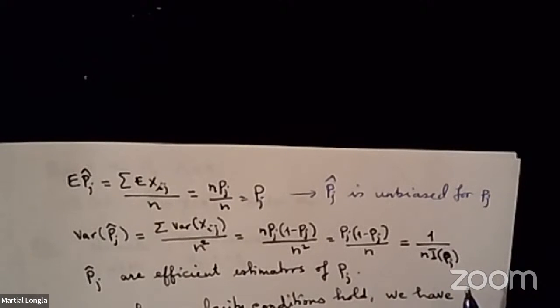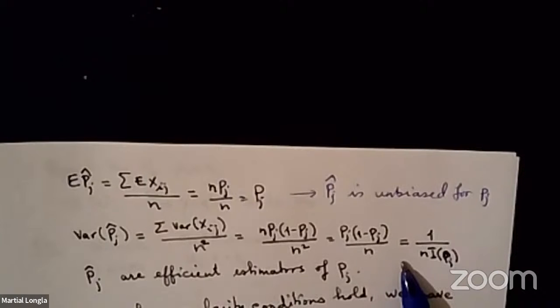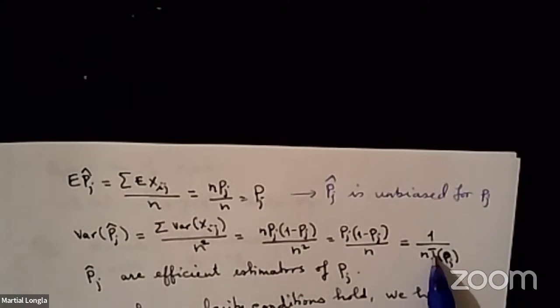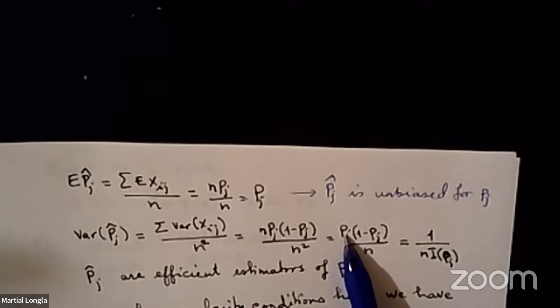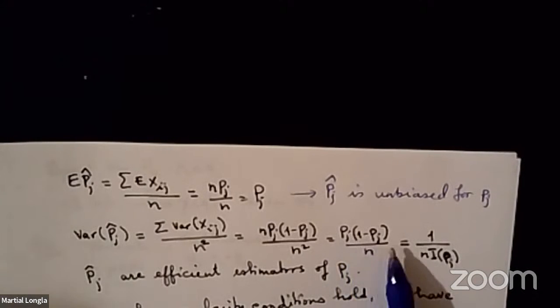Am I making sense here? Yes, Dr. Longa. Now, again, what I wrote here, I of Pj, this is if Pj was alone. If Pj was the only variable that we were taking care of, then I of Pj would be 1 over Pj times 1 minus Pj, right?